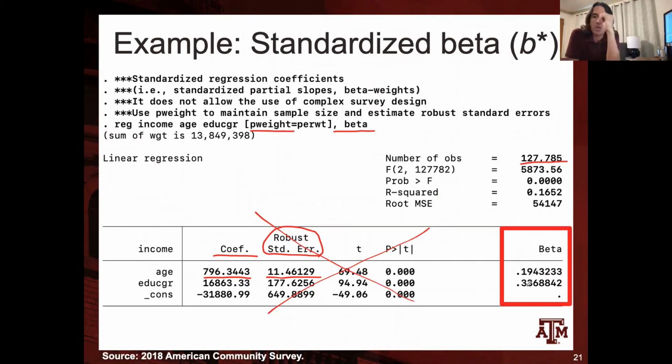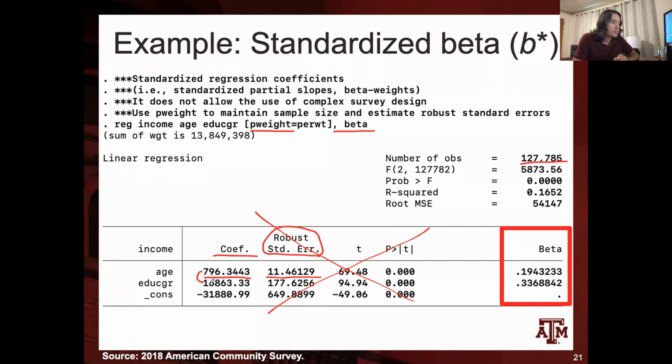So to interpret the result, the impact of a change in age on income controlling for education, we analyze here, right? One additional year of age increases income by $796 on average, controlling for education group. If I move up in my education scale, I increase earnings on average by $16,000, controlling for age. Which one has a stronger effect, age or education?